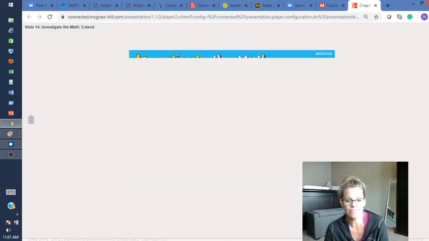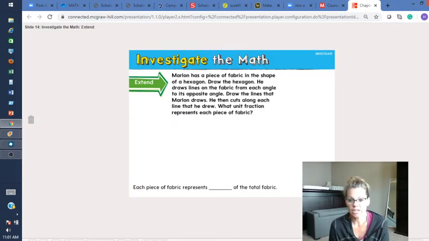Good job. Okay, we're going to do one more problem, and then we're going to get to our book. So let's read this. It says, Marlon has a piece of fabric in the shape of a hexagon. How many sides does a hexagon have? 6, right? Because hex and 6 both are the only ones with an X in it. Draw the hexagon. So let's draw a hexagon.